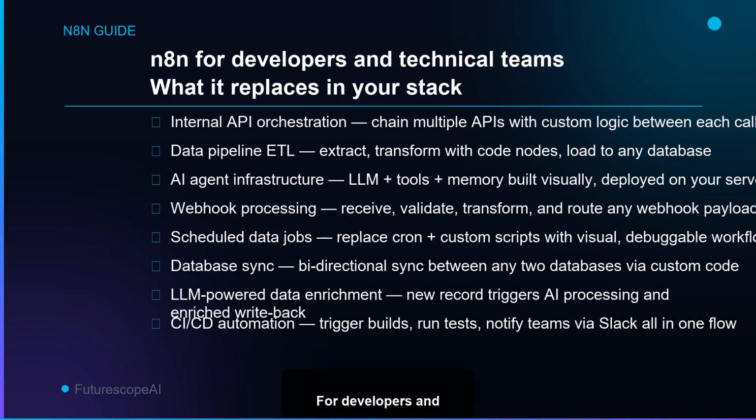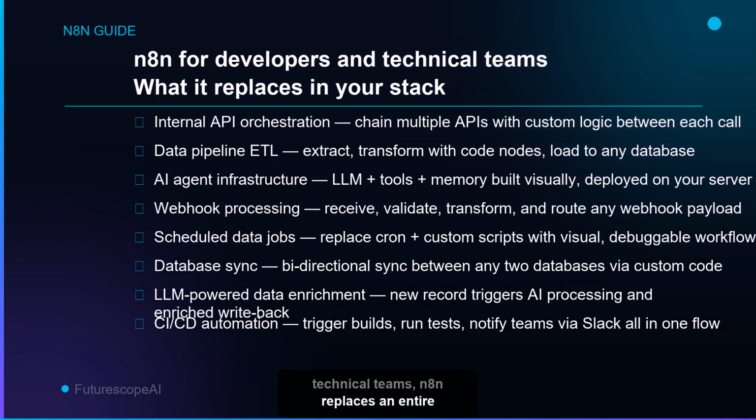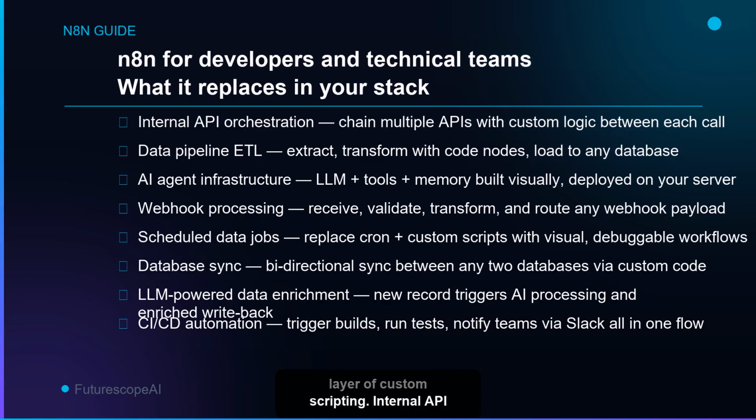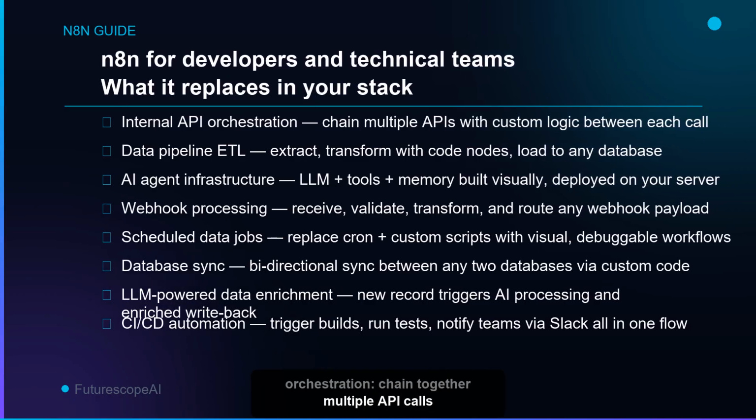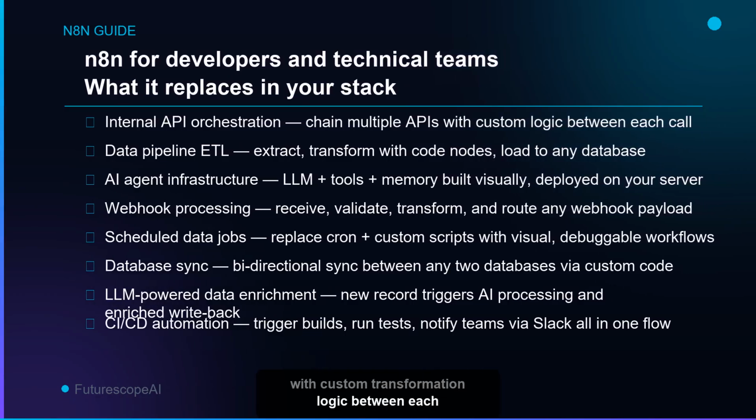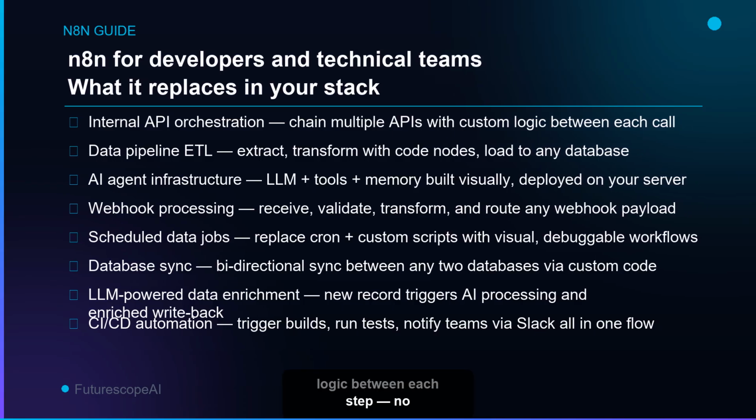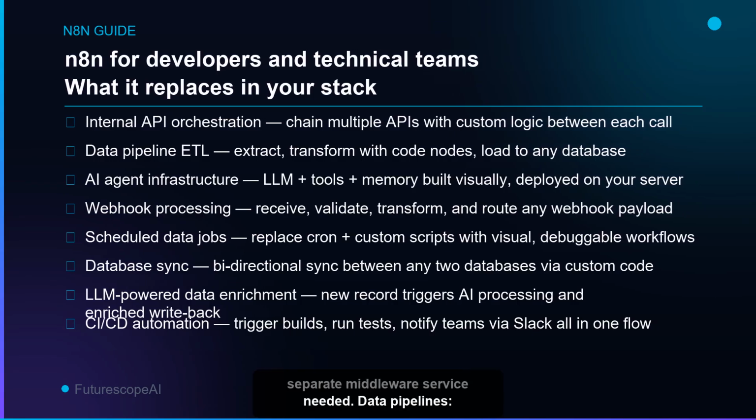For developers and technical teams, n8n replaces an entire layer of custom scripting. Internal API orchestration: chain together multiple API calls with custom transformation logic between each step, no separate middleware service needed. Data pipelines: extract from any source, transform with JavaScript or Python code nodes, and load to any database or API, a visual ETL that runs on your infrastructure.